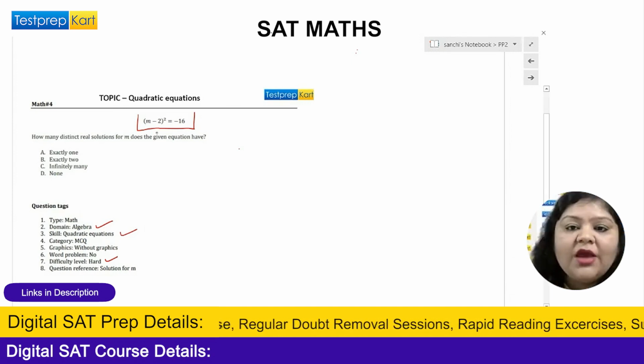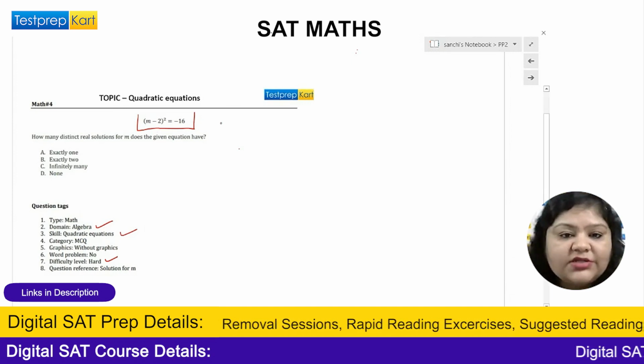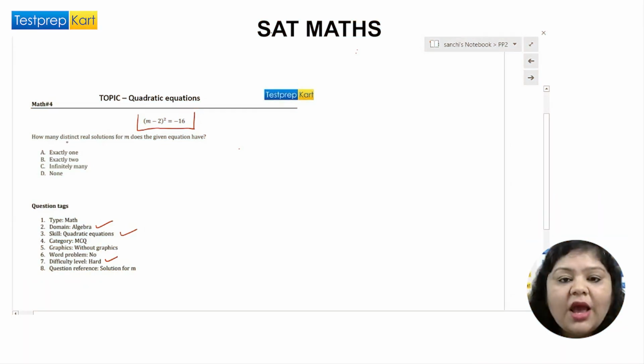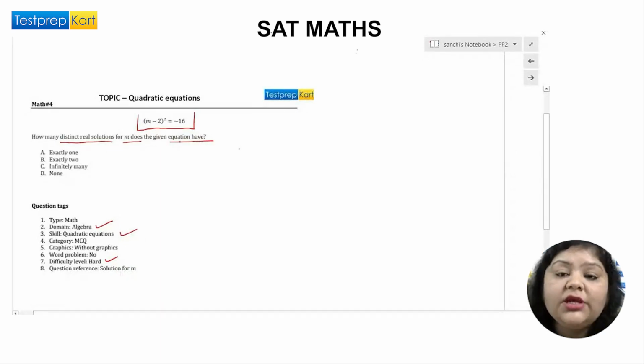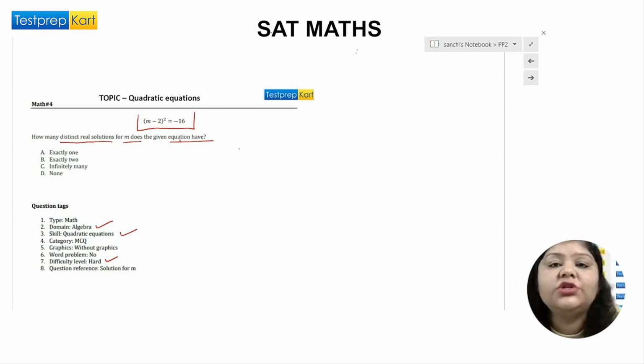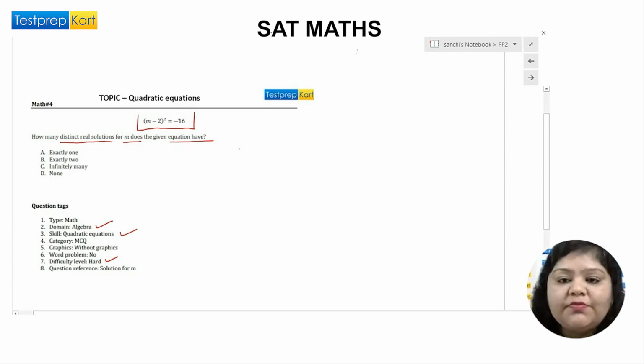Now see, one equation is mentioned for us. The question is asking, how many distinct real solutions for m does the given equation have? That means the question is already saying that it will have real solutions, but it is asking how many real solutions it is having. So how to proceed with this? First of all, just simplify this expression.